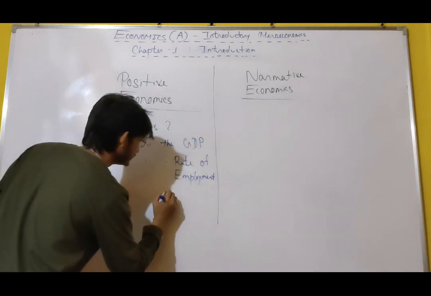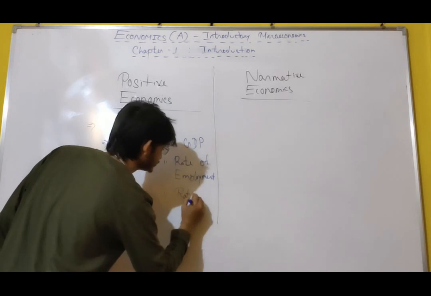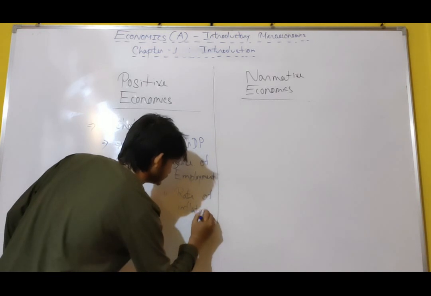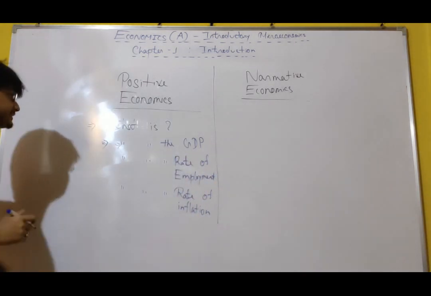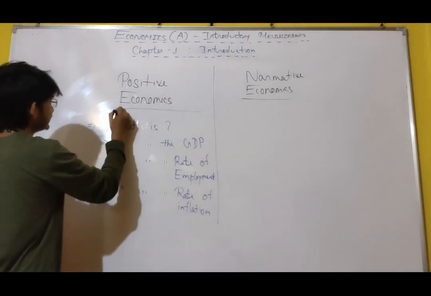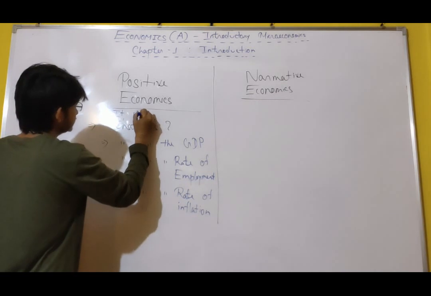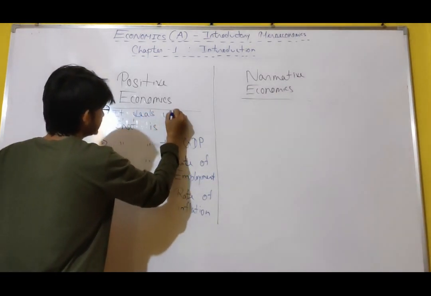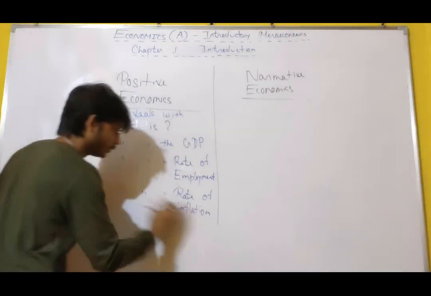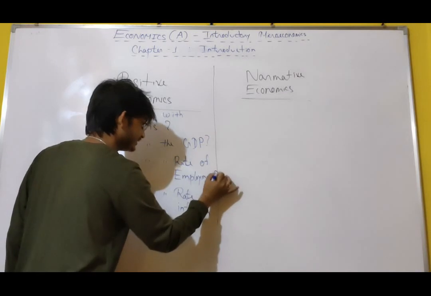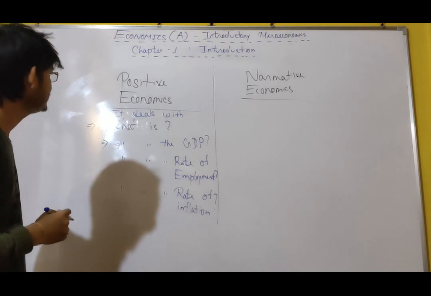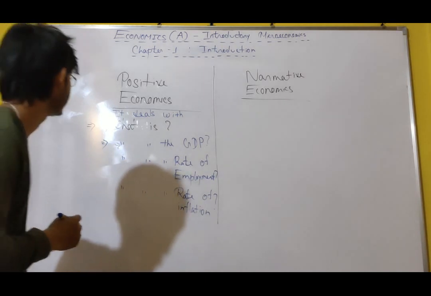What is the rate of inflation? So positive economics is something that deals with what is. It deals with what is, like what is the GDP, what is the rate of inflation, what is the rate of unemployment. These are the things which will be coming under the domain of positive economics.